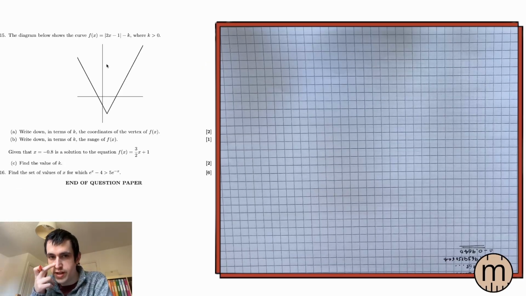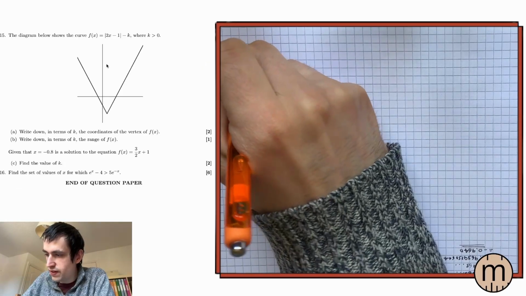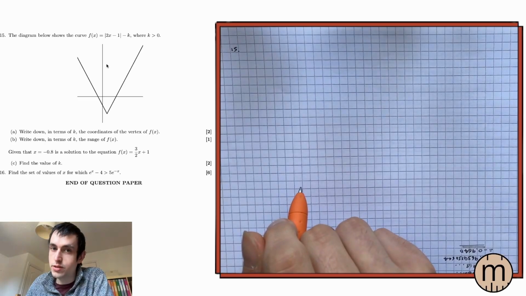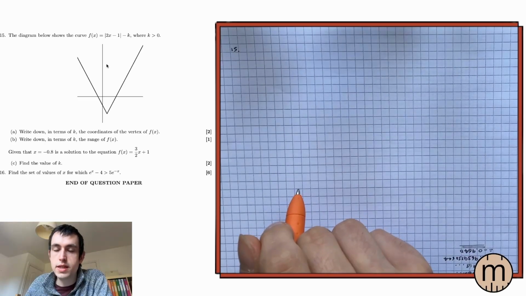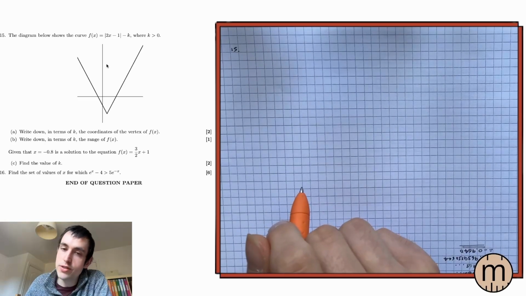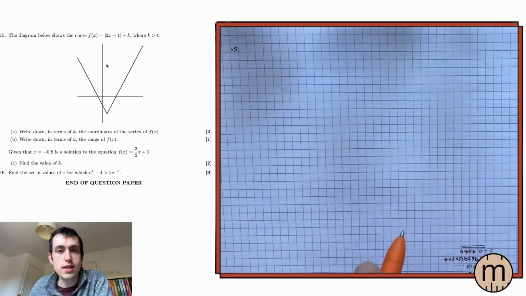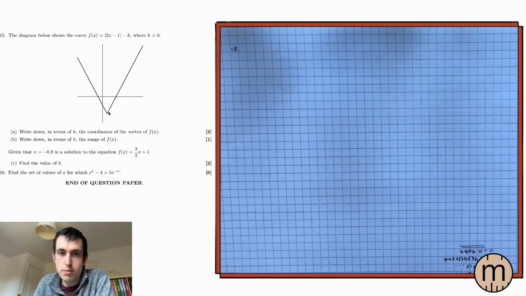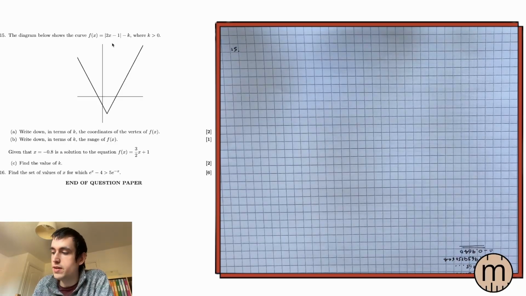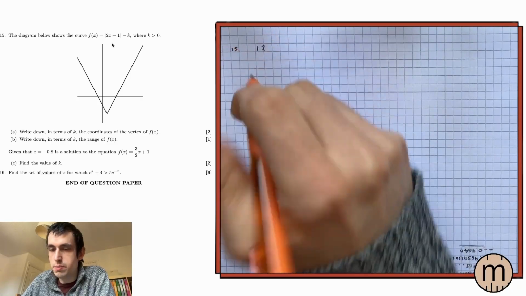Right, 2 questions to go. The end is in sight. We are on question 15, and it's a modulus graph. 2x minus 1 in the modulus minus k. And of course I'm going to use k, because then you can't sketch it on the calculator. In this question, we're first asked to write down, in terms of k, of course, the coordinates of the vertex of f of x. So that's this point here at the bottom. The vertex is going to come when this modulus sign is equal to 0. So in this case, when is that modulus bit equal to 0?